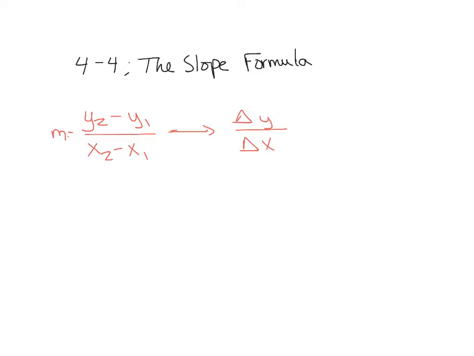So find the slope of the line that contains (4, -2) and (-1, 2). So this is going to be our x1, y1. This is going to be our x2, y2. Okay? It doesn't matter which pair is x1, y1 and which pair is x2, y2 as long as you keep your x1, y1 together and your x2, y2 together.